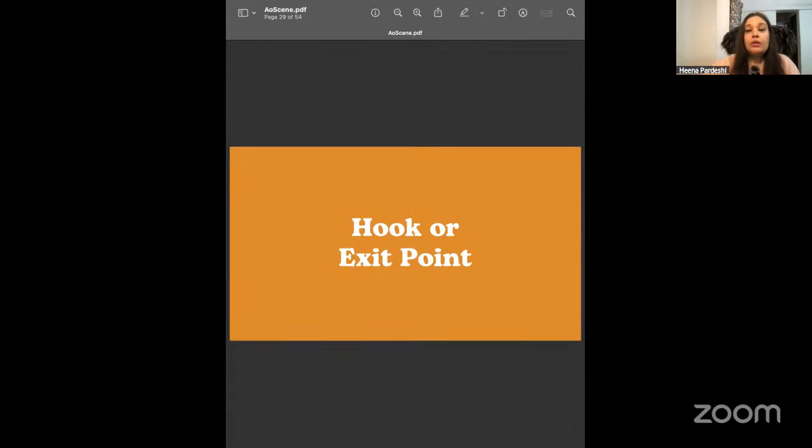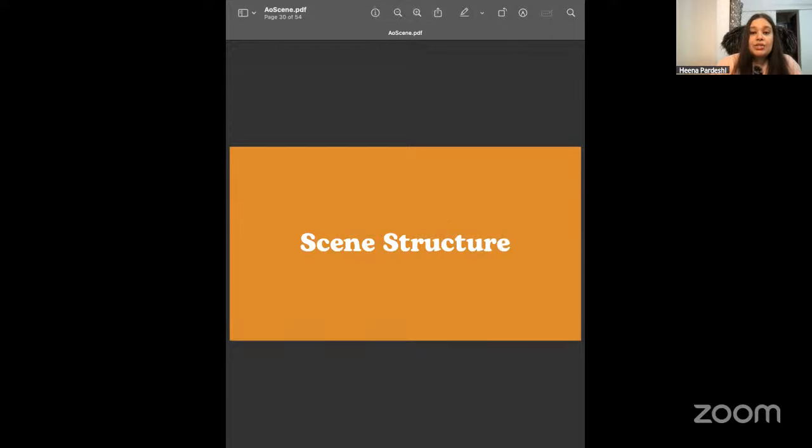Now, you need to put all these 8 elements together and create an amazing scene. And as we will progress further in the session, you'll see how they all can be used together. Now, let's talk about scene structure.